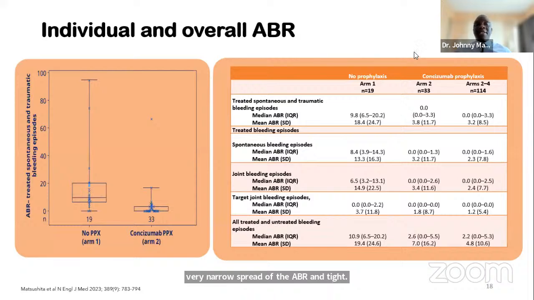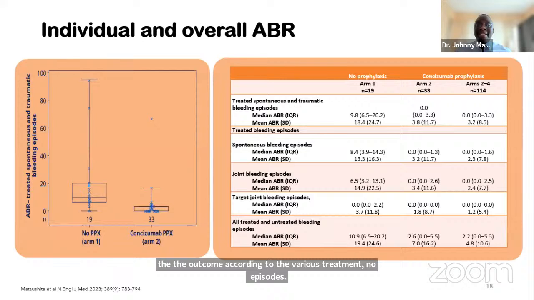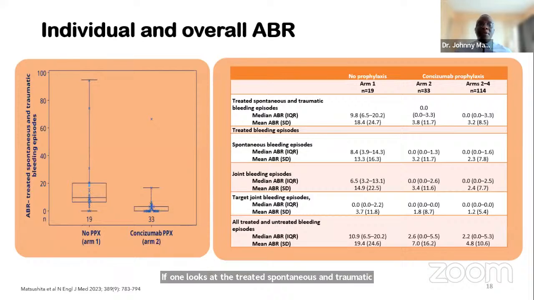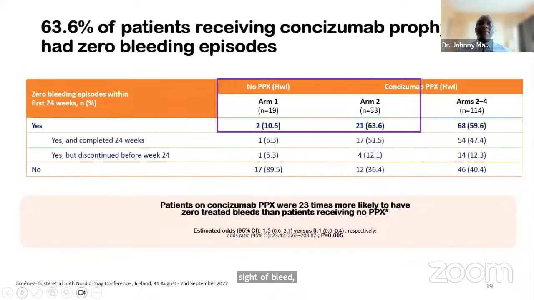And of course, one would always ask the question, what was the outcome according to the various treatment episodes? If one looks at the treated spontaneous and traumatic bleeds, the spontaneous bleeding episodes, the joint bleeding episodes, and the target joints, in all of those, the median ABR was 0. And of course, the spread is quite wide compared to arm 1, where it was not 0, and certainly the lowest there was 6.5 and the highest was 9.8, clearly indicating that overall ABR, irrespective of the type of bleed and the site of bleed, concizumab prophylaxis was actually associated with a significant decrease in bleed rates.